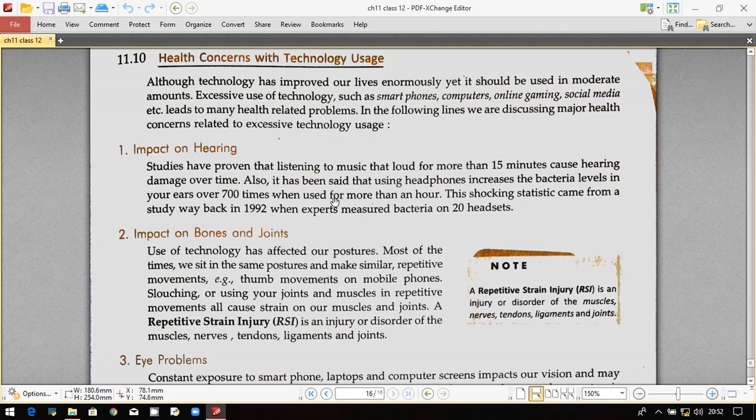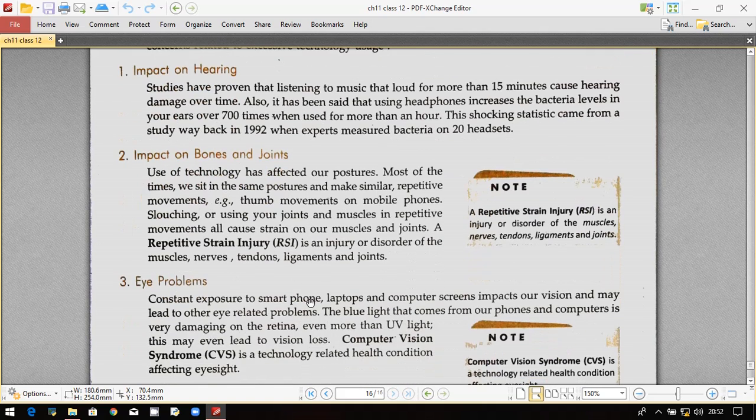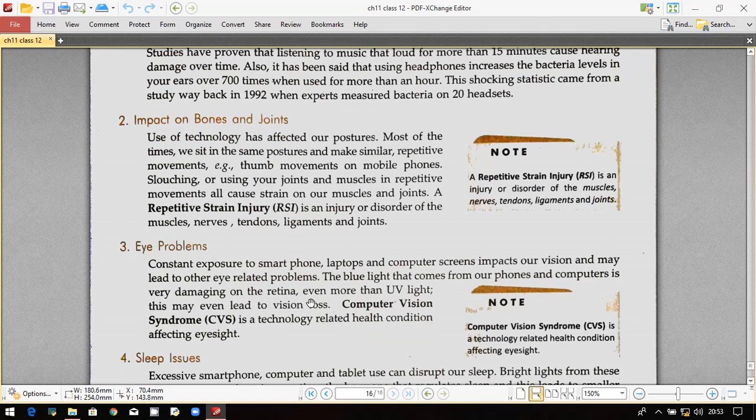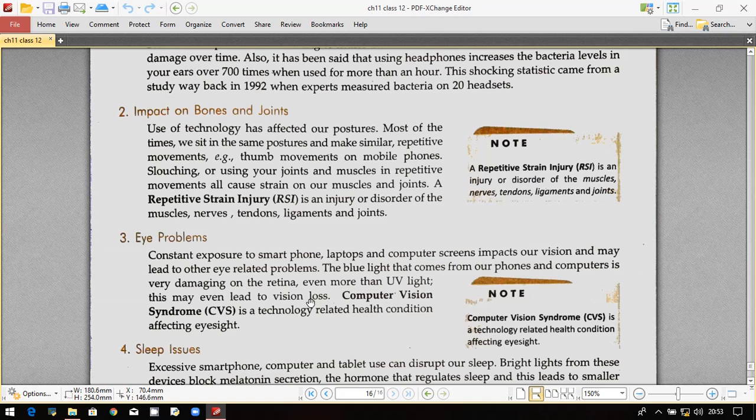There is also an impact on bones and joints, because we regularly sit in improper positions, so there is too much pressure over our joints and bones, which may cause several strain injuries. A repetitive strain injury, RSI, is an injury or disorder of the muscles, nerves, tendons, ligaments and joints, and it may be caused by improper sitting or long sitting over your electronic devices.